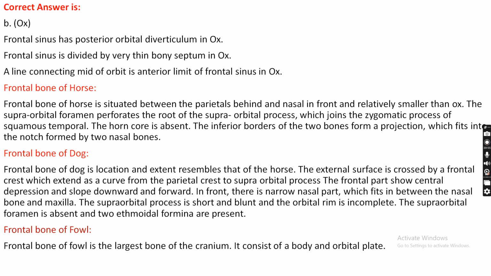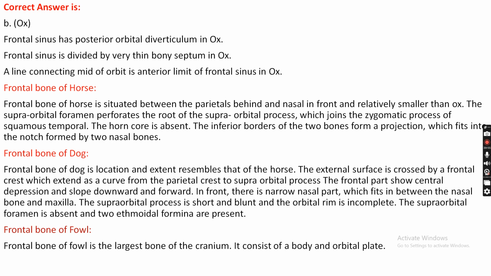The frontal bone of horse is situated between two bones, that is the parietal bone and the nasal bone. The parietal bone is behind and the nasal bones are in front. The size of the frontal bone of horse is smaller as compared to ox. The supraorbital foramina perforate the root of the supraorbital process, and the supraorbital process joins the zygomatic process of the squamous temporal.